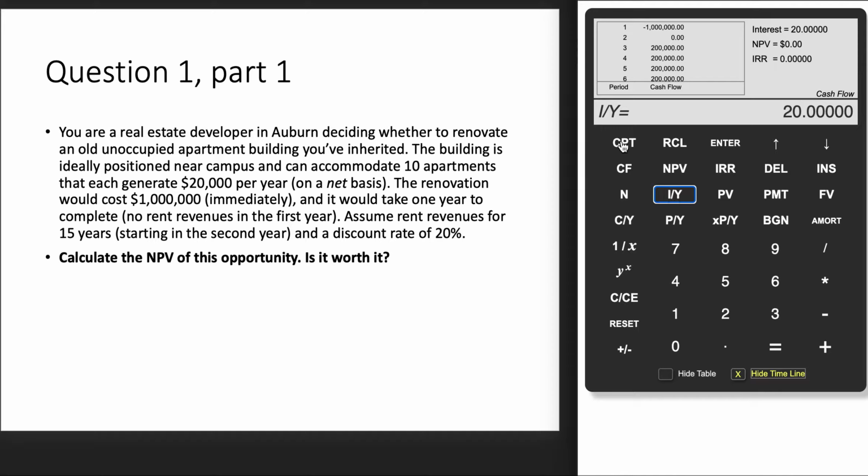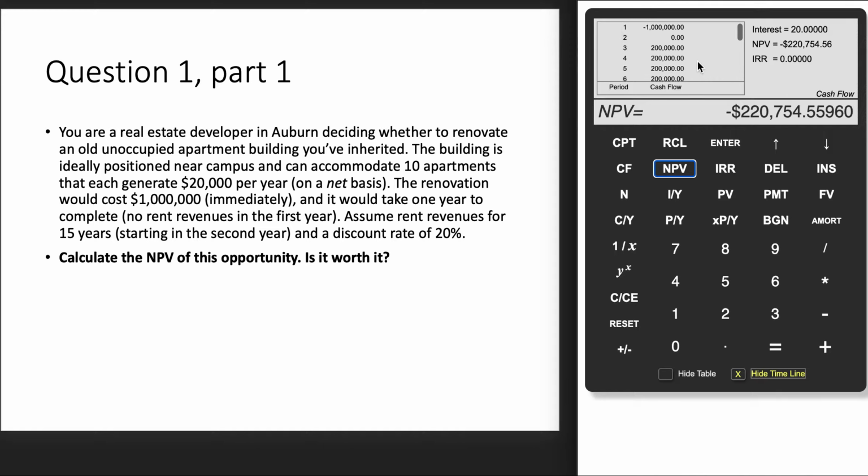Now I can press compute NPV. And it's telling me the net present value is negative $220,755. Okay, so the question is, is it worth it? And the answer in this case is no. No, because the net present value is negative 220,000. Why is this the case? Well, it boils down to the discount rate that I use and the size of the cash flows.